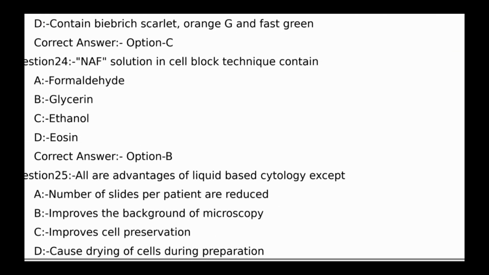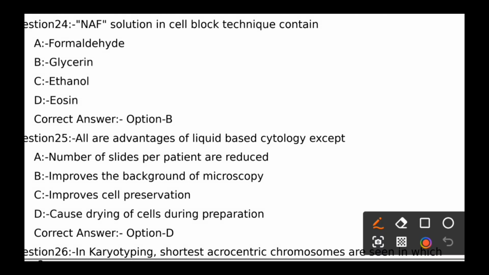Next question. NaF solution in cell block technique contains option A, formaldehyde, option B, glycerin, option C, ethanol and option D, eosin. The right answer is option B, glycerin. NaF solution in cell block technique contains glycerin.